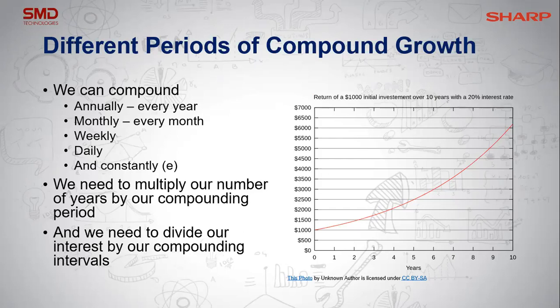Okay, so what you do is you need to remember to multiply your number of years by your compounding period and to divide your interest by your compounding intervals. So if my number of years is 5 and my interest is 12 and I'm compounding on a monthly basis, it's going to be years times 12, which would be 5 times 12 is 60. And then my interest will be 12% divided by 12, will give me 1% per month. So you need to remember to always do that when you're doing compounding intervals.